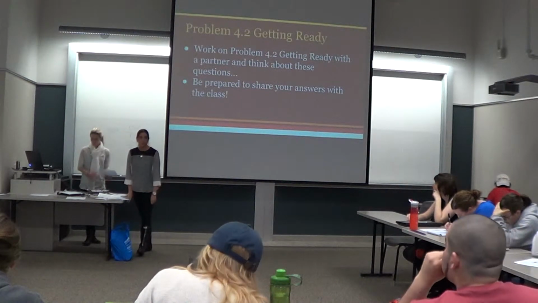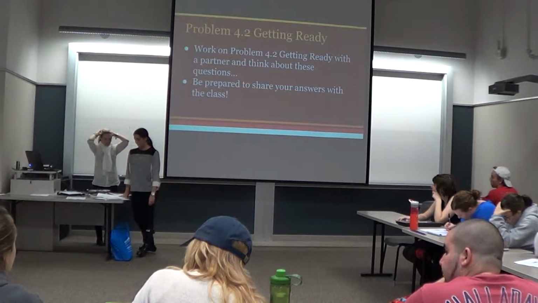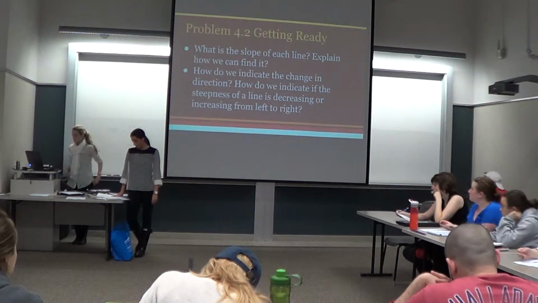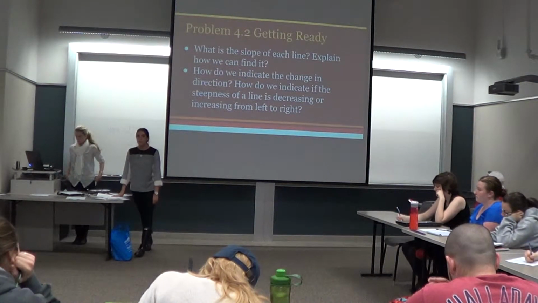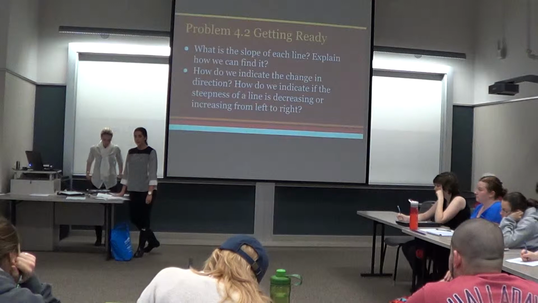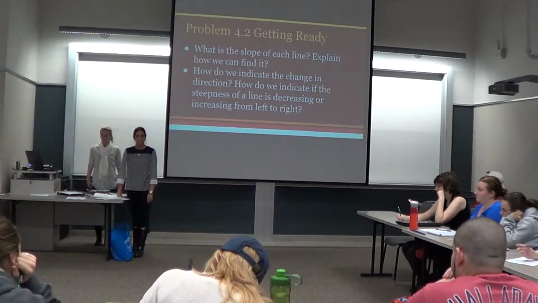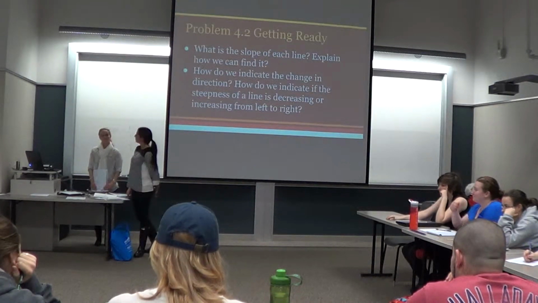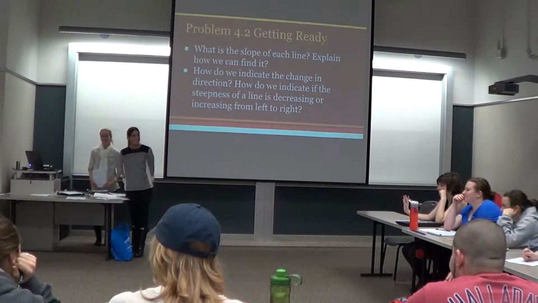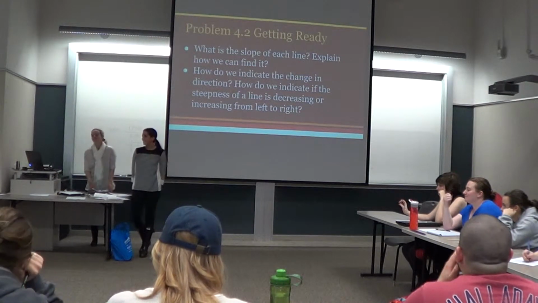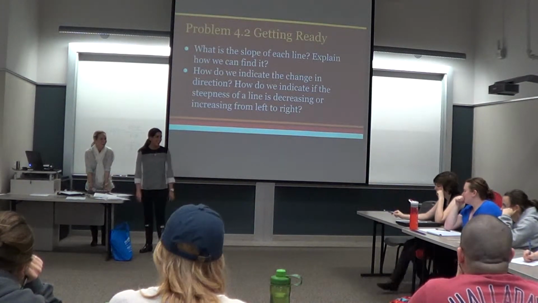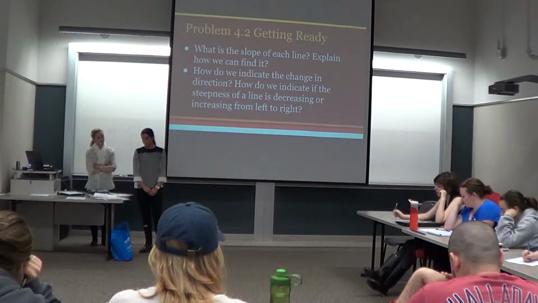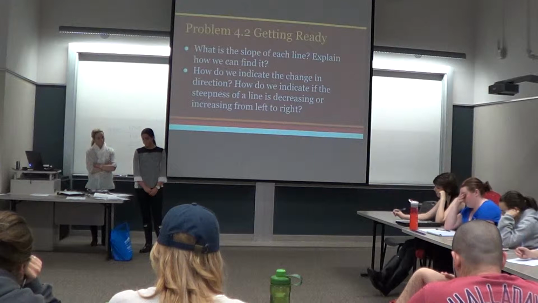Alright, is everybody finished working and ready to share? Okay, so for the first one, we have a line with a positive slope. What did we get as our answer for slope? And can you explain to the class how you found slope? I got 2 points and I did it by subtracting 4 and 2 and 5 and 2.